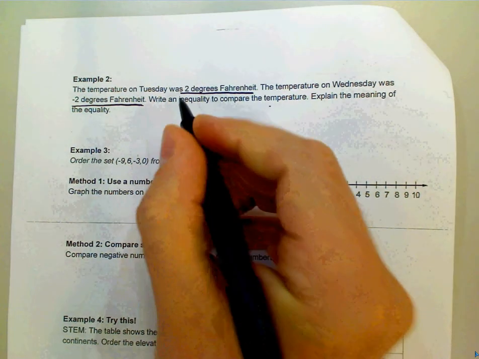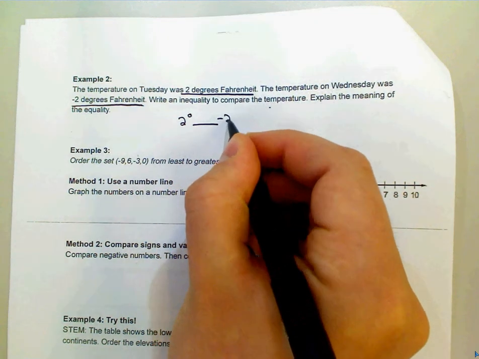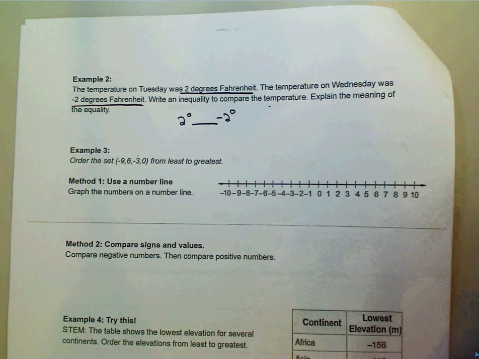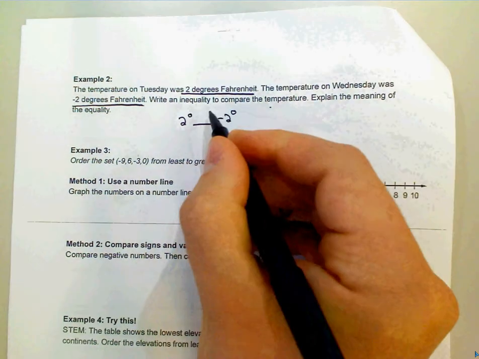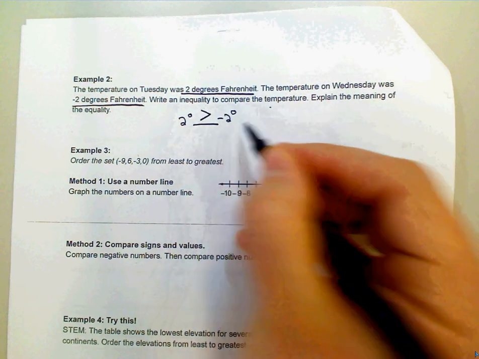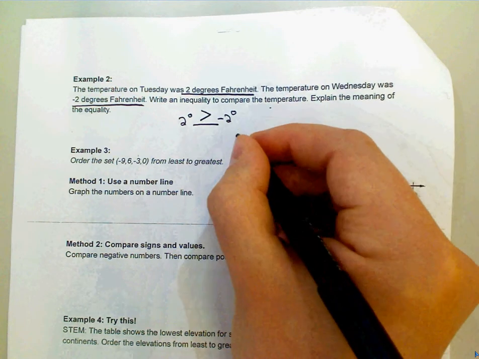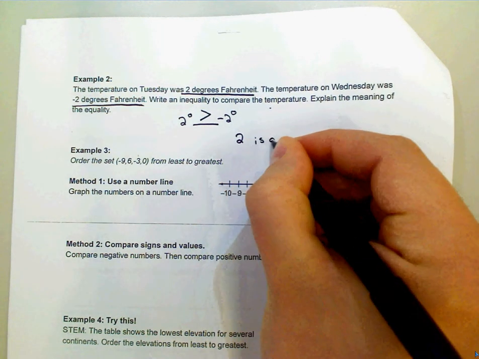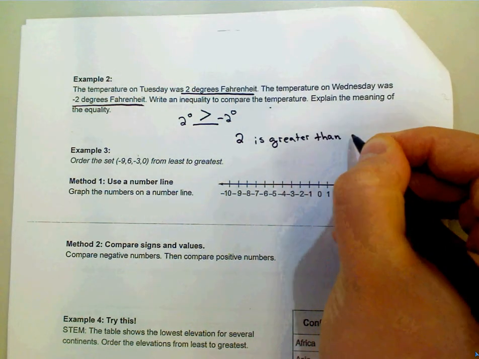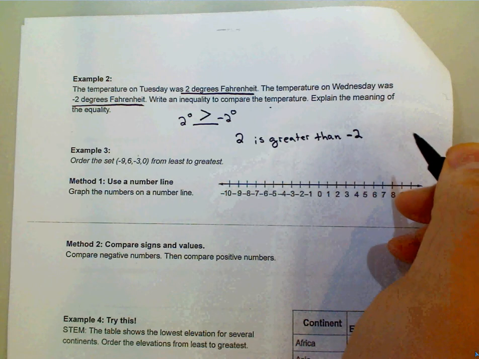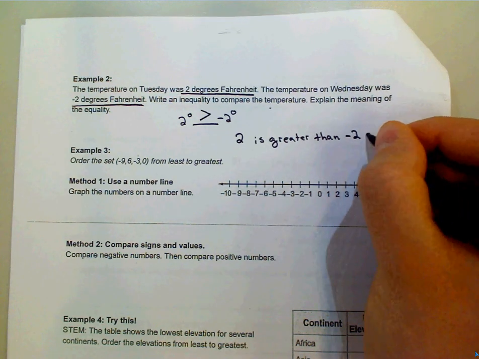Okay, so I have a positive 2, then I have a negative 2. Which one is larger? So you're going to use the inequality signs greater than, less than, or equal to in order to figure that out. We know that 2 is larger than negative 2. Okay, so we're going to explain that 2 is greater than negative 2, since it is positive.